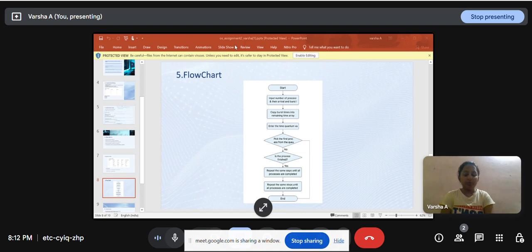Next, we will see the flowchart. This flowchart shows the working of the round robin CPU scheduling algorithm step by step. First, the program starts and we input the number of processes along with their arrival times and burst times. Then, the burst times are copied into a remaining time array to track how much execution time is left for each process. Next, we enter the time quantum, which is the fixed time each process gets on the CPU.